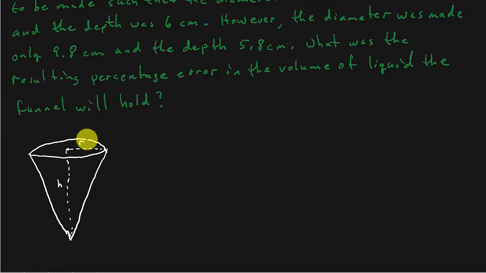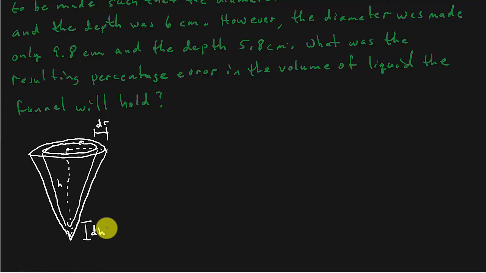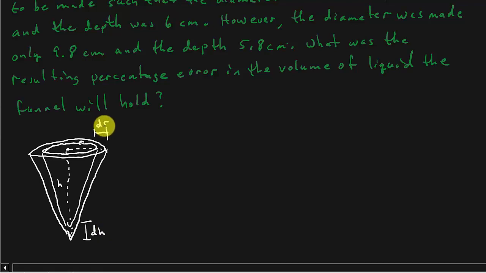And then what I want to do is draw in the one that's actually made. So this right here would be your dr, and this right here would be dh. That's why I changed it to r and h, so I could show you this is the dr, your error in radius, and this would be your error in height.